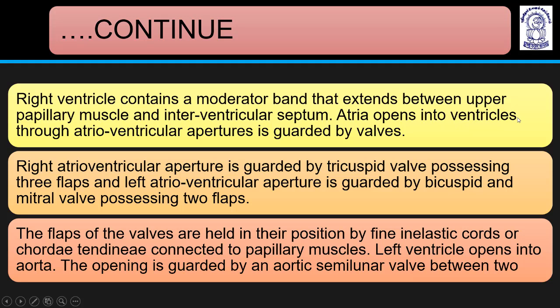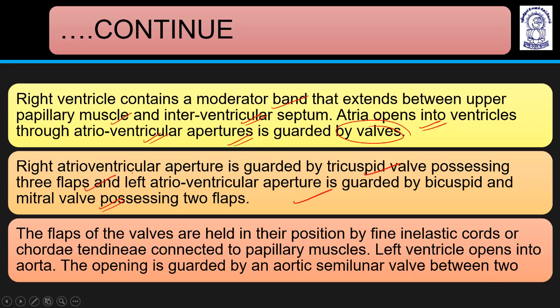The right ventricle contains a moderator band that extends between the lower papillary muscle and the interventricular septum. The atria open into the ventricles through atrioventricular apertures guarded by valves: the mitral valve, meaning the bicuspid, and the tricuspid valve. The right atrioventricular aperture is guarded by the tricuspid valve possessing three flaps, and the left atrioventricular aperture is guarded by the bicuspid valve or mitral valve possessing two flaps.